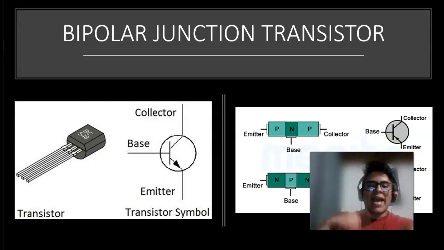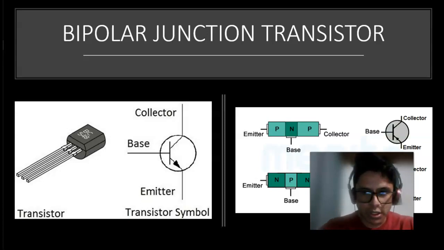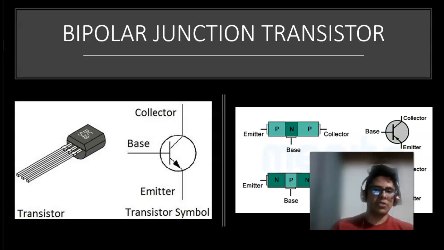Now, the N region contains the electron donor element, or negative charge, and the P region contains the acceptor, or holes, the positive charge. Typically indium, aluminium, or gallium are used as P acceptors, and arsenic or phosphorus as N donors.